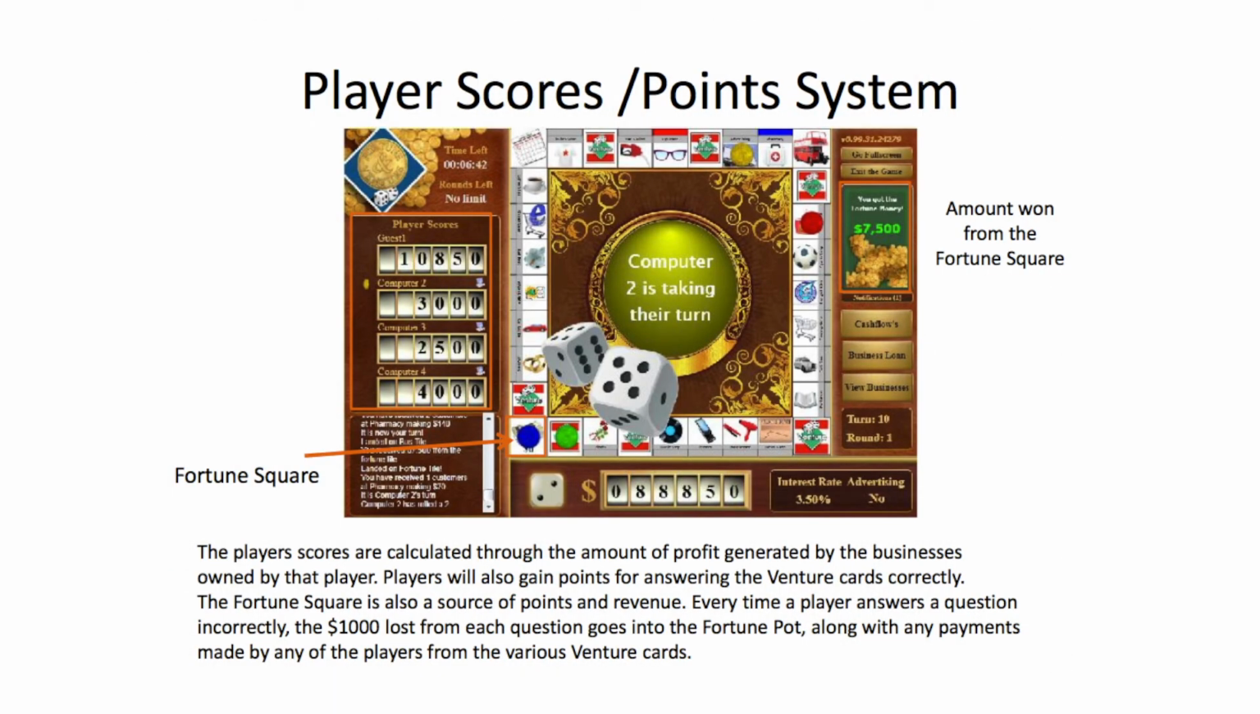Player scores and point system. The player scores are calculated through the amount of profit generated by the businesses owned by that player. Players will also gain points for answering venture cards correctly. The fortune square is also a source of points and revenue. Every time a player answers a question incorrectly, the $1,000 lost from each question goes into the fortune pot, along with any payments made by any of the players from the various venture cards.